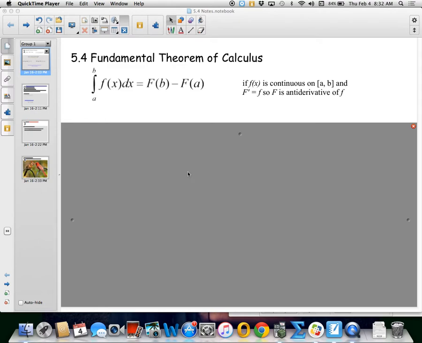We're moving on to section 5.4, Fundamental Theorem of Calculus. This lesson will seem very familiar to you. It'll seem like, hey, didn't we do this last week? And that's okay. Enjoy it while it lasts.